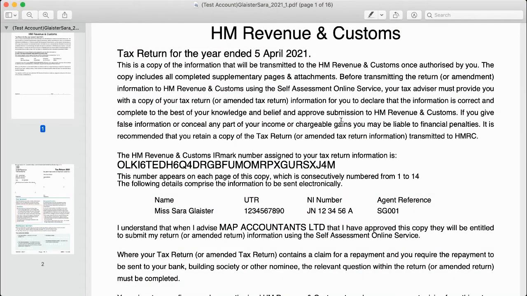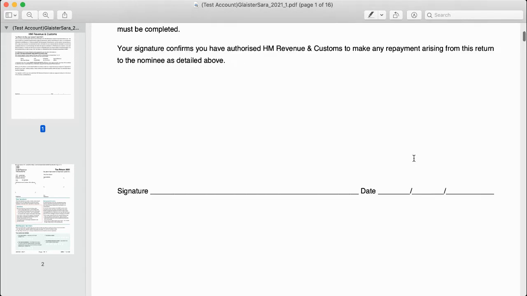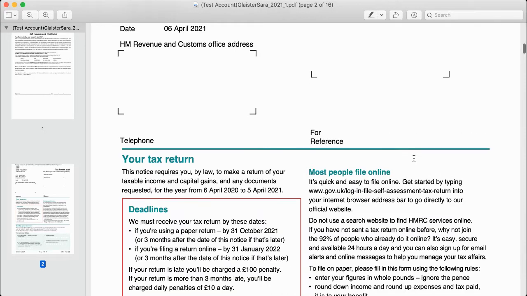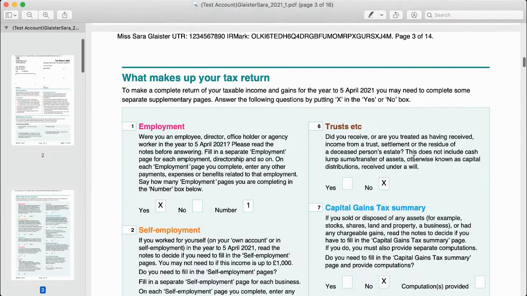So this is just a short video to explain the information on your tax returns so that it'll hopefully help you when reviewing the tax return that Matt sent over to you for the 2021 tax year.